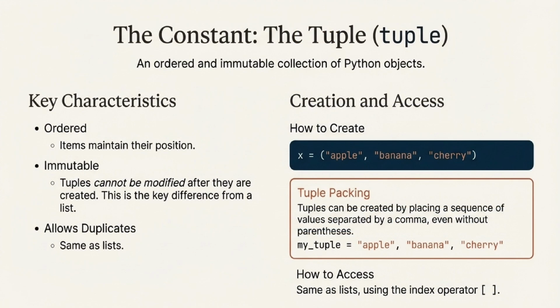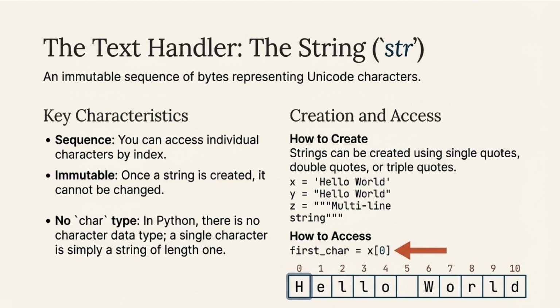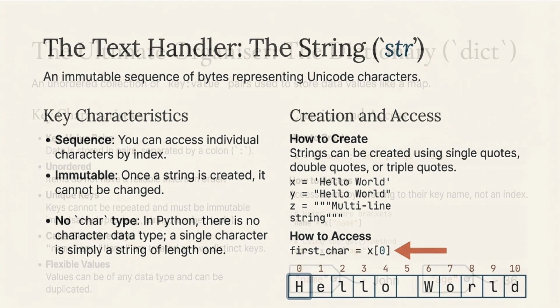Tuples are similar to lists, but they are immutable. You cannot change them after creation. Because of this, tuples are used for fixed collections of items or when you want to ensure data remains unchanged throughout a program. Strings are sequences of characters used to handle text. In Python, strings are immutable and even a single character is treated as a string of length 1. They support indexing and slicing, making them powerful for text processing.